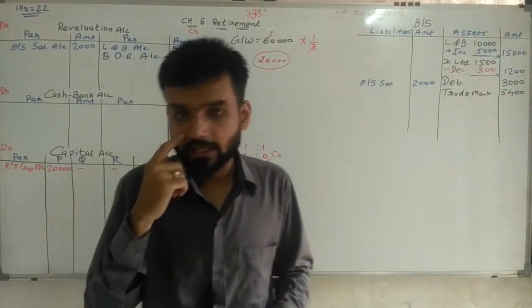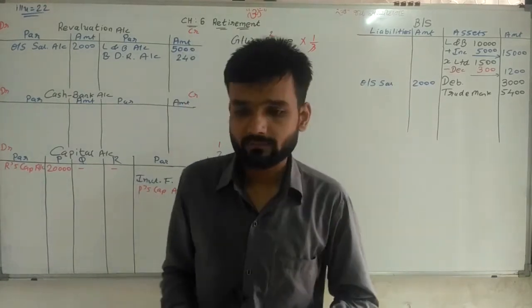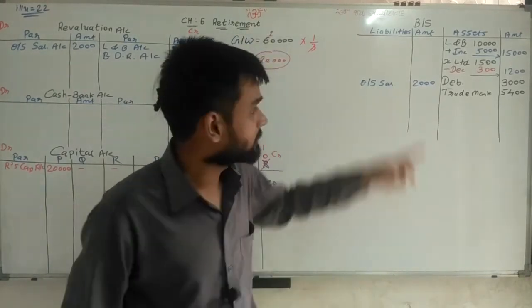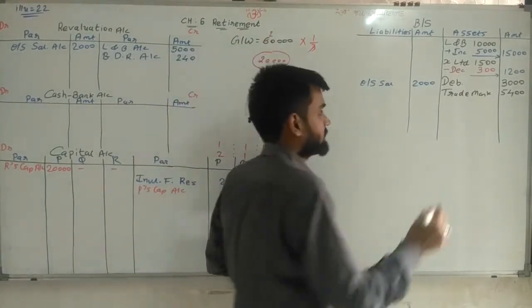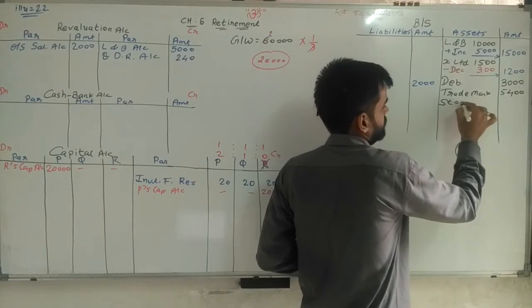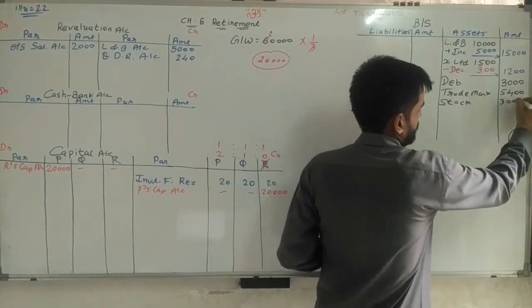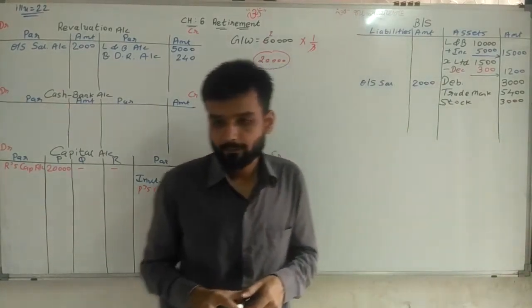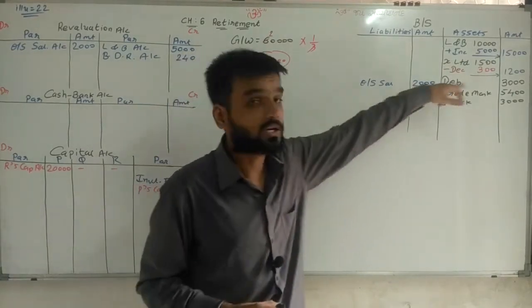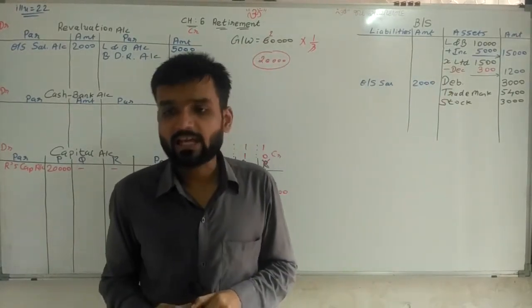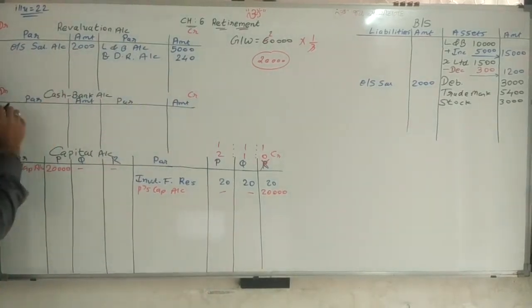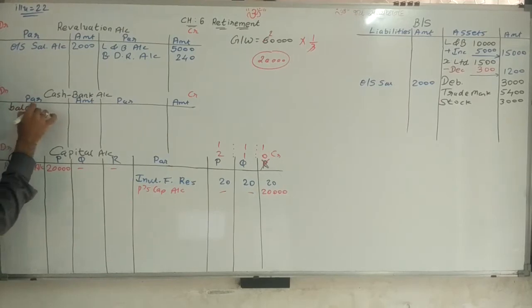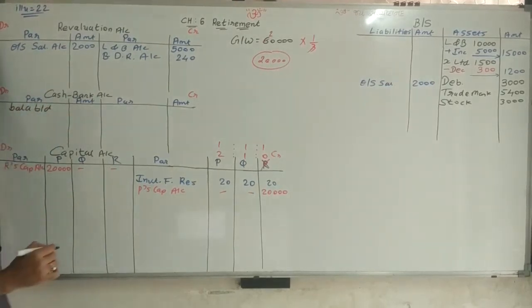Next one given, land and building. Sir, that is already done. X Limited shares, done. Stock 3,000, write down as it is. Going ahead, debtors, sir, done. Cash balance: here we are writing the balancing figure. How many rupees cash is given? 1,500 rupees.